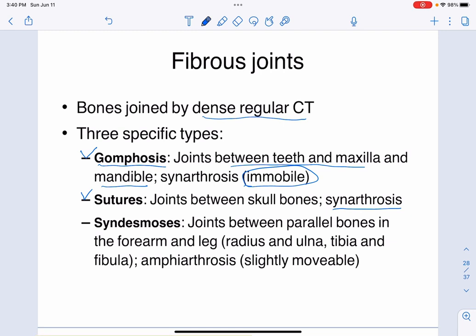The last type of joint in the fibrous joint category is called syndesmosis. These are joints between parallel bones, and you have 2 sets of parallel bones in your body, in the forearm and in the leg. So this is the radius and the ulna, and the tibia and the fibula. There is a joint between these 2 bones that is holding them together and stabilizing them. This type of joint is amphiarthrosis, so there is some slight movement in that joint.